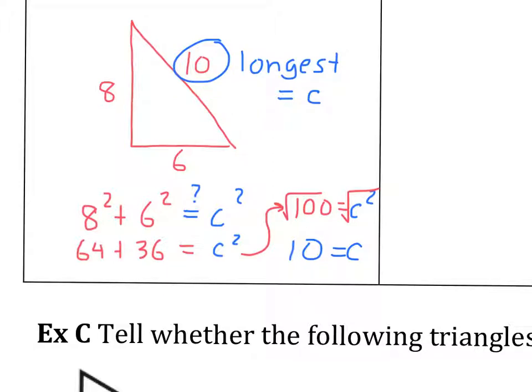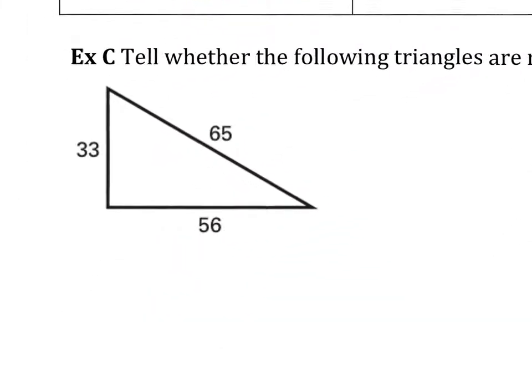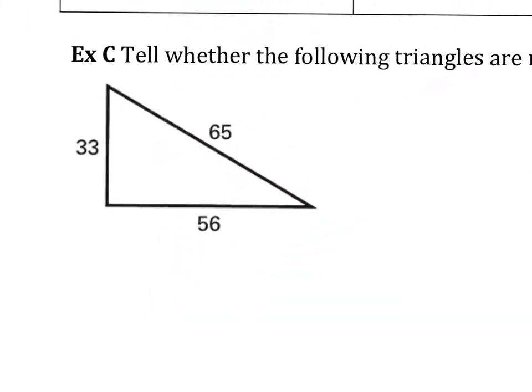So we do see that they are the same, and since they are the same, this is indeed a right triangle. That a squared plus b squared is equal to c squared. So the Pythagorean theorem works, so we have a right triangle. So let's walk through this example right here. Determine if this puppy here is a right triangle.